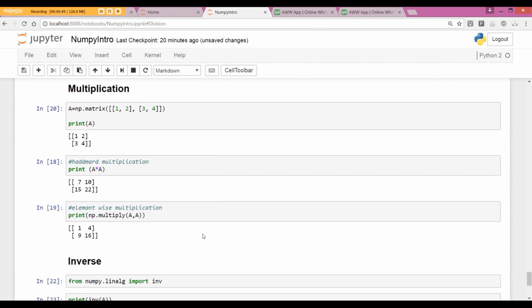The way we did element-wise subtraction and addition, we can even do element-wise multiplication. So it is going to be np.multiply, and as you can see, it is going to be 1 into 1, then 2 into 2, 3 into 3, and so on. And we don't have to multiply the matrices with each other. We can have, say, variable b with a different matrix, and even that multiplication would work.